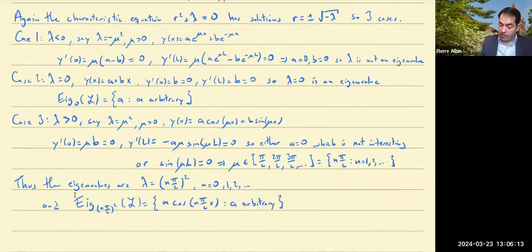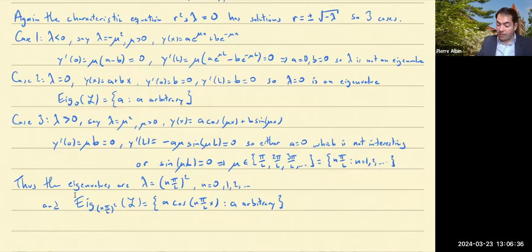Right? Notice that I'm also including the case n equal to 0 here, because we found that that was just multiples of 1, right? But cosine of 0 is equal to 1. So this gives me the eigenspace both for the positive eigenvalues and the 0 eigenvalue.